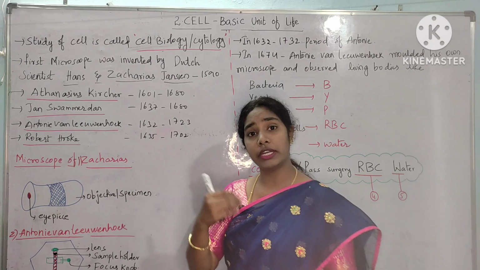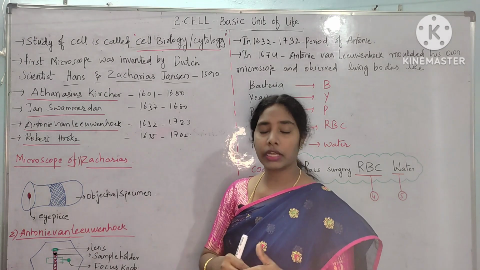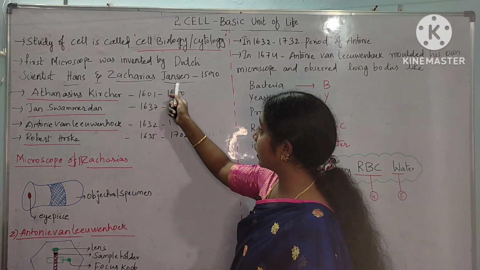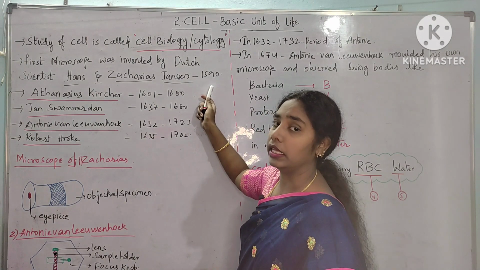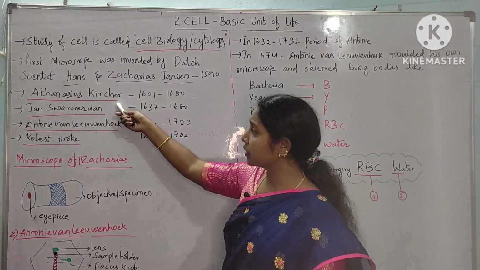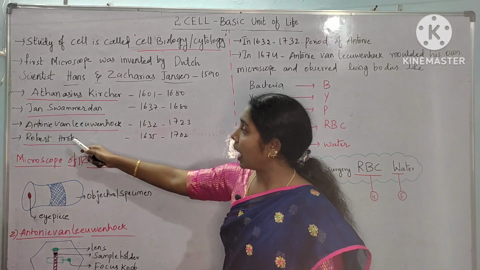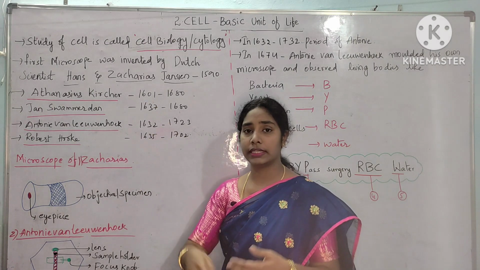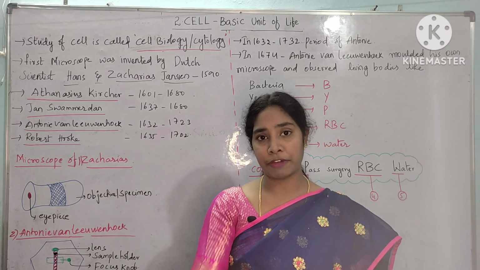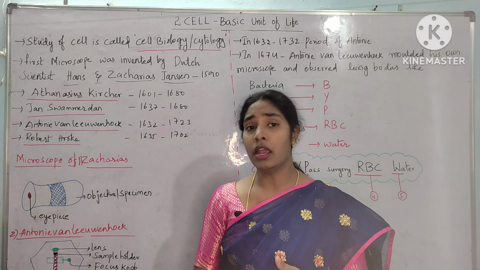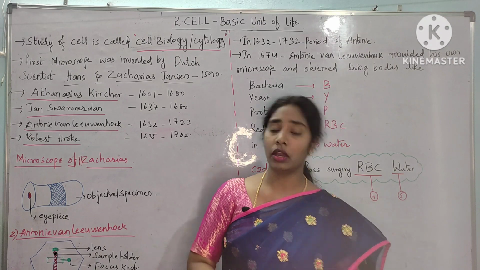Whereas after the invention of the microscope by Hans and Jacques Janssen in the year 1590, what happened? Many scientists like Athanasius Kircher, Jan Swammerdam, Antonie van Leeuwenhoek and Robert Hooke came. We will discuss all these within 5 minutes. These scientists gave many structures of different cells.